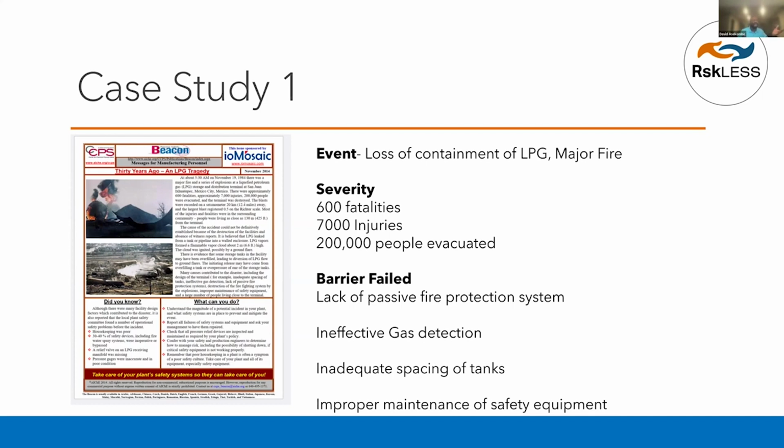Again, what happened on that day? They had a failure of the LPG system. The LPG system could have stayed intact if a quantitative risk assessment had been done. There was no passive fire protection system on the plant. There was ineffective gas detection, inadequate spacing of the tanks, and improper maintenance of safety equipment. The beauty is you can design it right, you can construct it right, you can operate it right. If you don't maintain it right, you do not have a safety critical equipment.